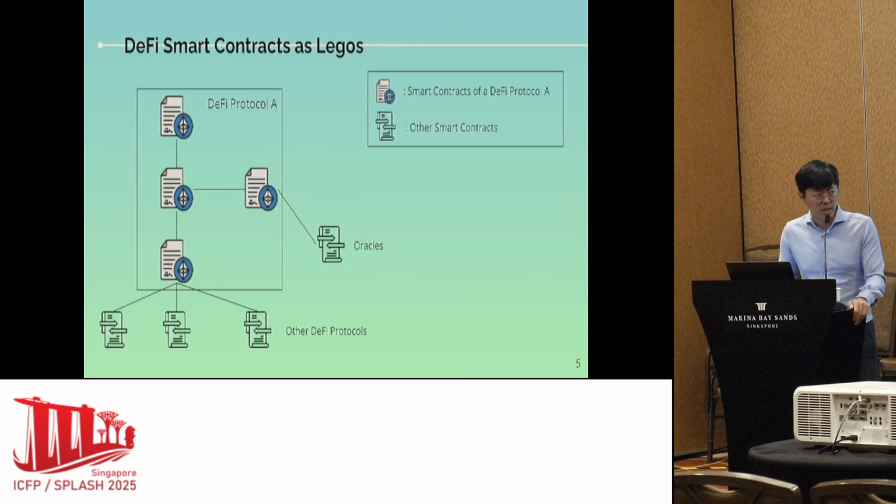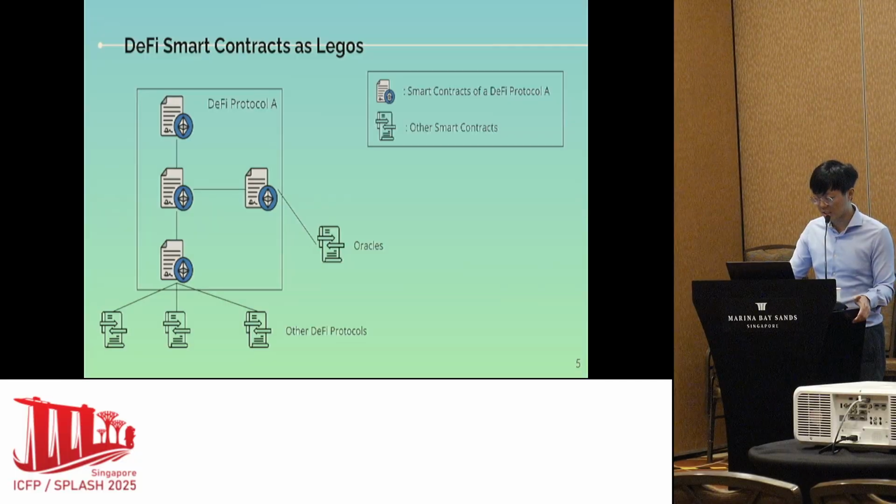And one very unique property of smart contracts is composability. DeFi smart contracts work like Legos. For example, DeFi Protocol A consists of 4 smart contracts. These contracts are built on top of some other smart contracts, such as oracles or other DeFi protocols, and these other DeFi smart contracts serve as the infrastructure of the DeFi and allow anyone to build on top of this.